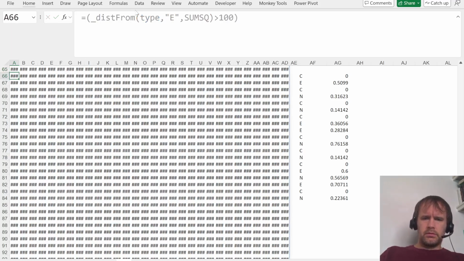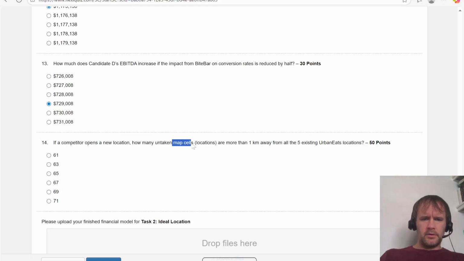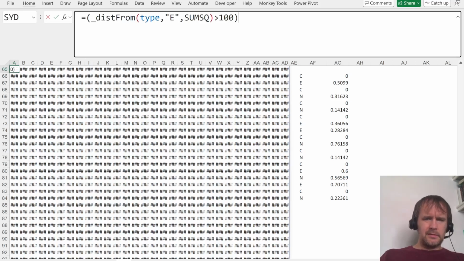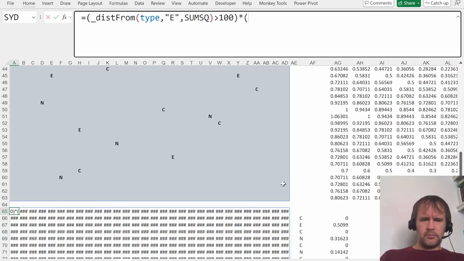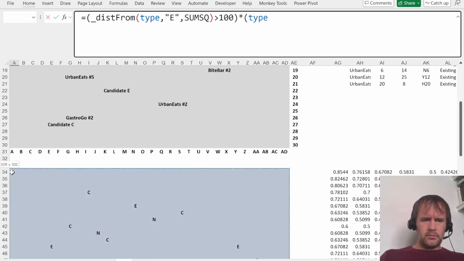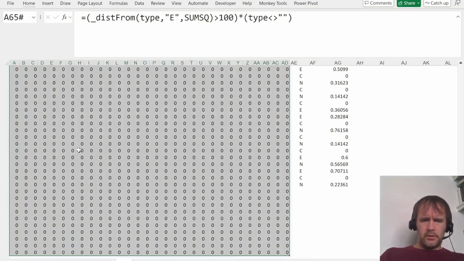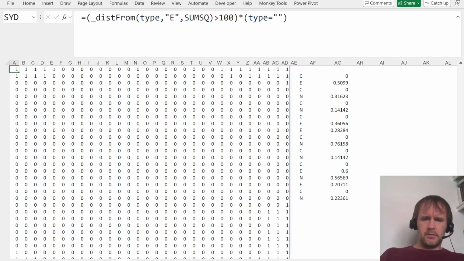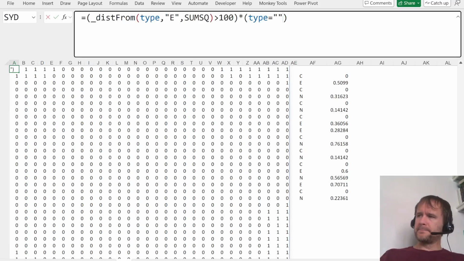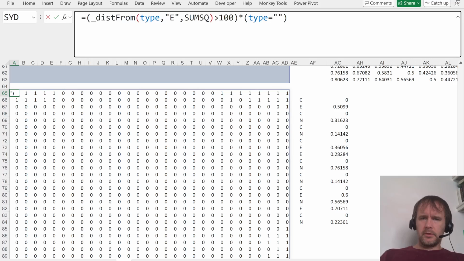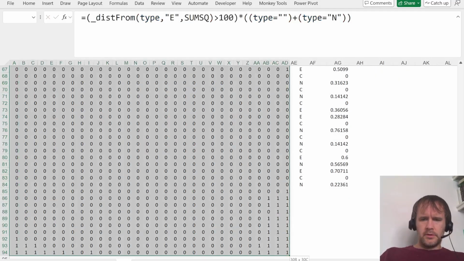Now, what does untaken mean? Does untaken mean not including candidates? Ooh, I wish that was more clear. So if I say times type not equal to blank, none. Sorry, times type equals blank, there are 65. But if I say times type equals blank plus type equals N for new, does that change the answer? No, it doesn't. Okay, phew. Then my answer is 65.